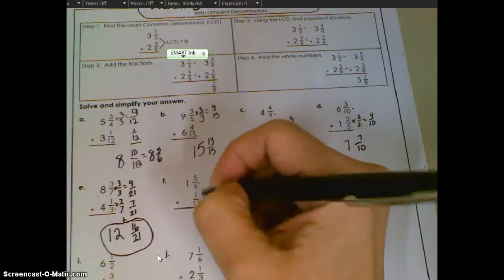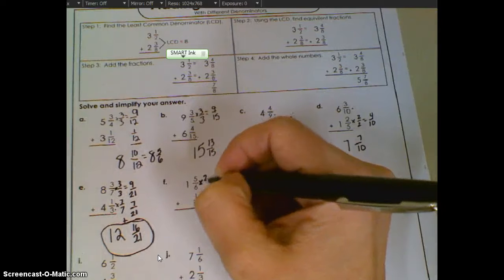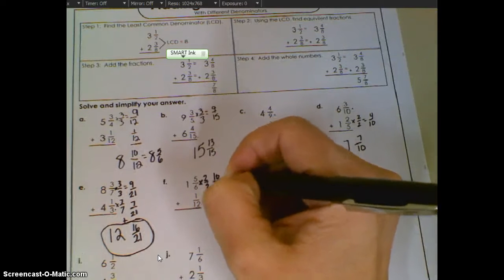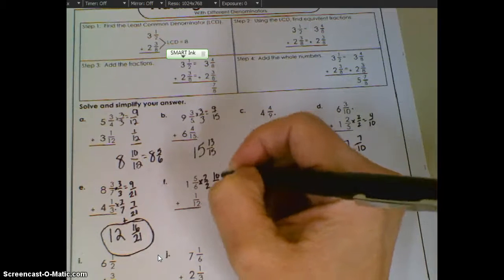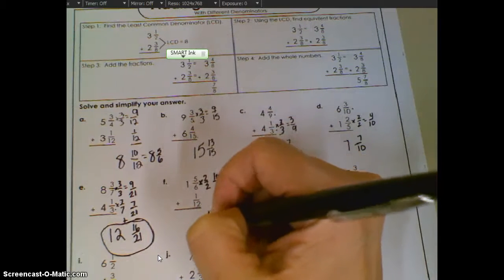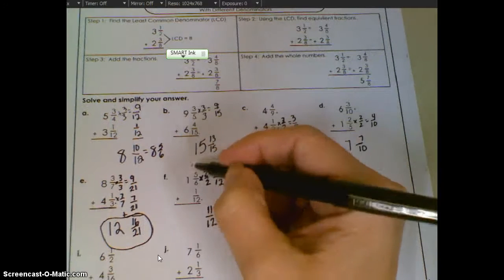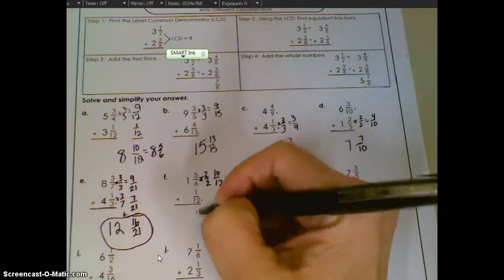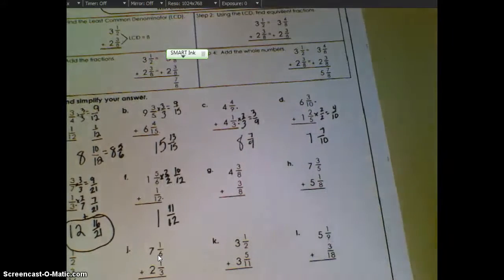Common denominator here, we can go with 12, multiply by 2 over 2, and we get 10 twelfths. Add our numerator. 10 plus 1 is 11. 11 twelfths. Add our whole number. 1 plus nothing is going to be 1, so we get 1 and 11 twelfths on that one.